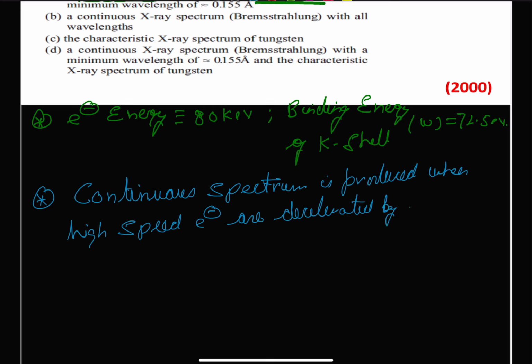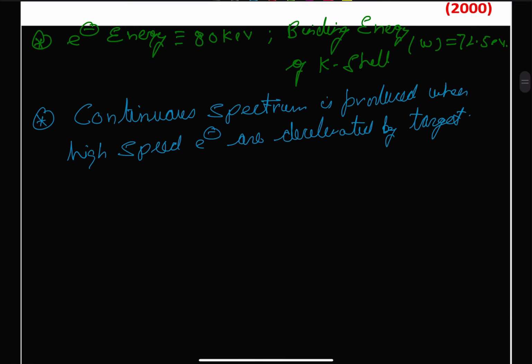By target. And because of this, there is a continuous range of X-ray wavelengths. So this results in a continuous range of X-ray wavelengths.